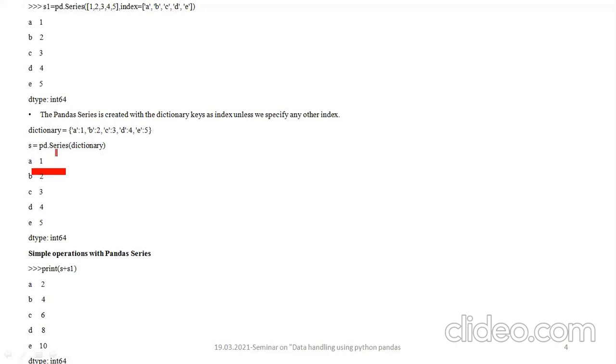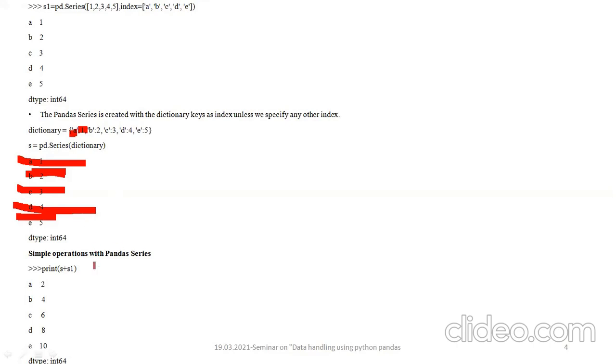So here, this is the key and the corresponding value. Likewise, as with the list, the values will be displayed in the output. So we saw a list as an input for the series, and the second one is a dictionary as an input for the series. So one-dimensional data will be handled using series.